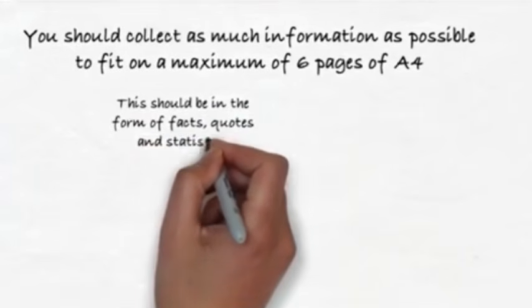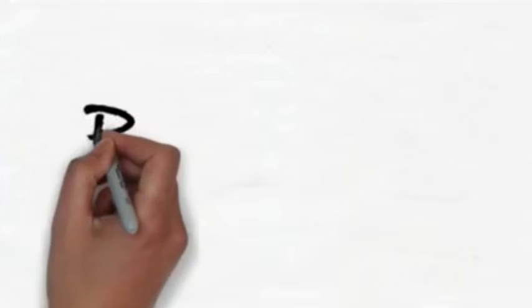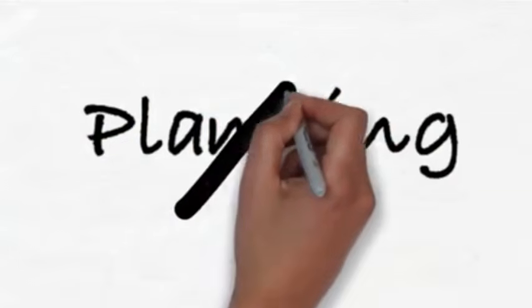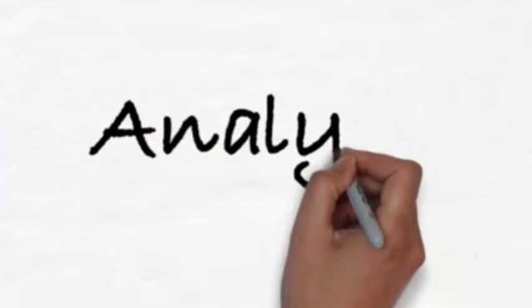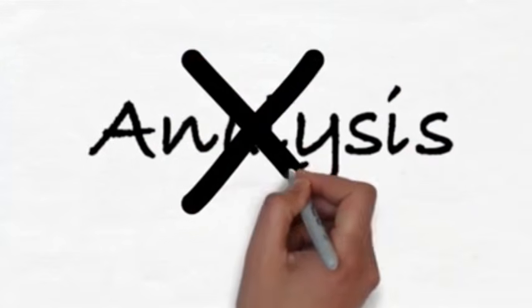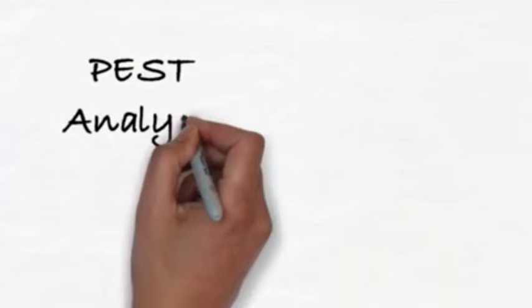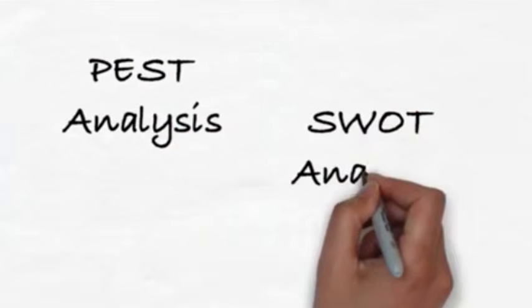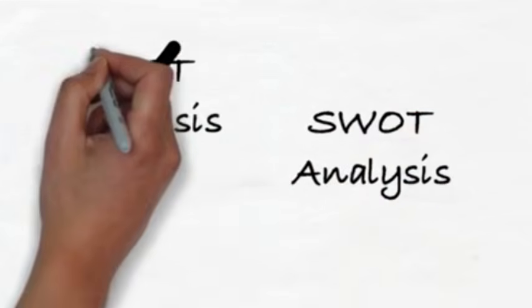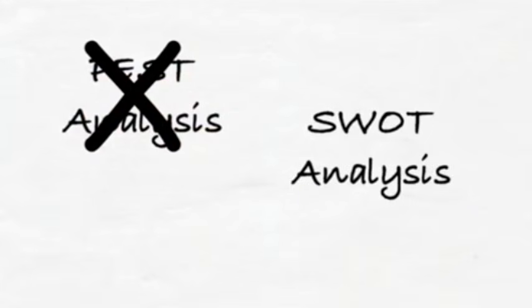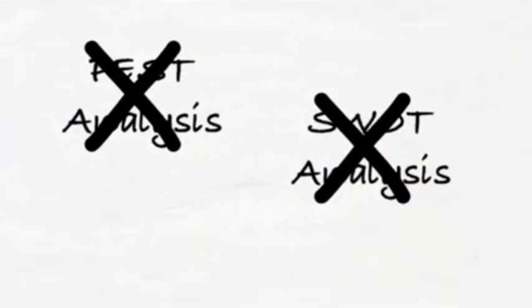Your research should be in the form of facts, quotes and statistics. You are not allowed to include any planning, evaluation or analysis. This means you should not analyse any of the information you collect, and can include the research to help you complete a PEST and SWOT analysis, but you should not include an actual PEST or SWOT analysis in your research.